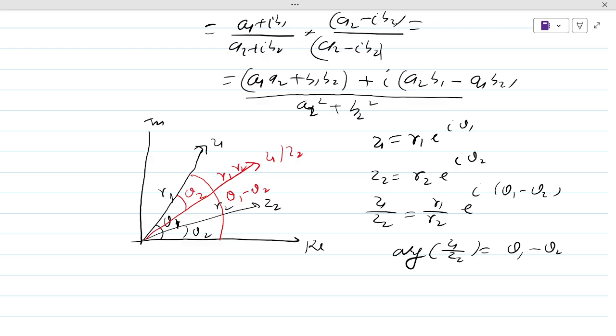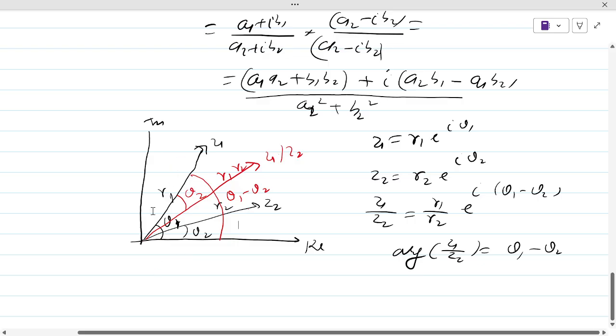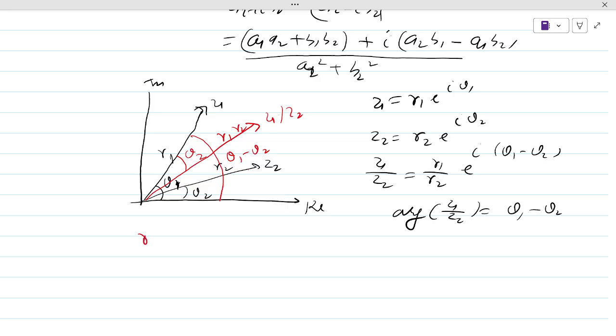Because you can't think that z1 z2 has a modulus greater than z2 or z1. Let's say the argument r1 is 1 by 2 and r2 is also 1 by 2, but what's the division? 1. That means z1 upon z2 has a greater value, whereas if r1 is 4 and r2 is 2, so what is r1 by r2? 4 upon 2, that is equal to r2.